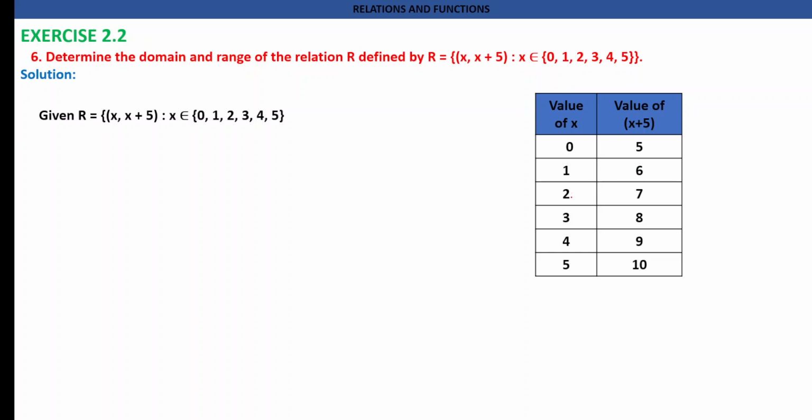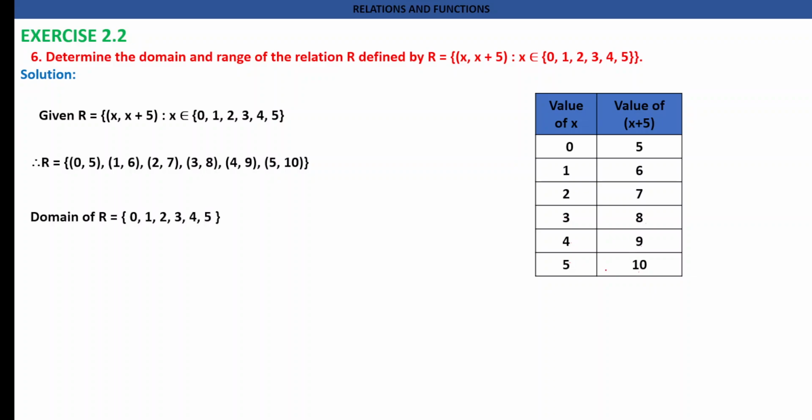If x is 2, x plus 5 is 7. If x is 3, x plus 5 is 8. If x is 4, x plus 5 is 9. If x is 5, x plus 5 is 10. Now, from this, the relation R is (0,5), (1,6), (2,7), (3,8), (4,9), (5,10). The domain of R is 0, 1, 2, 3, 4, 5. The range of R is 5, 6, 7, 8, 9, 10.